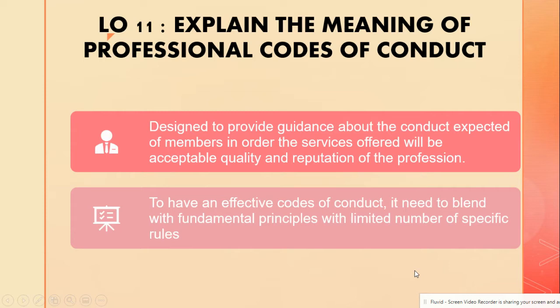Okay, learning outcome number 11 is to explain the meaning of professional codes of conduct. Okay, so this professional code of conduct is designed to provide guidance about the conduct expected of members in order that the services offered will be acceptable in quality and reputation of the profession. To have an effective code of conduct, it needs to blend fundamental principles with a limited number of specific rules. Okay, so professional code of conduct is actually similar to what you have learned in auditing.